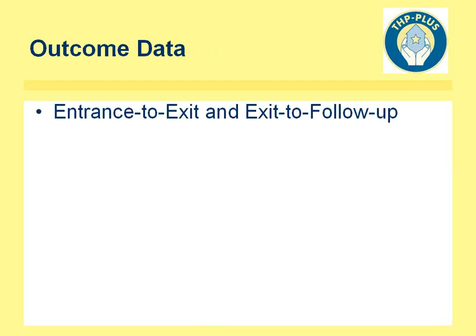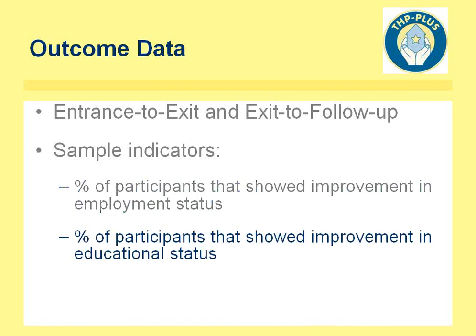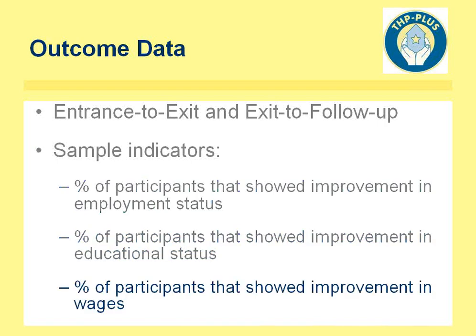Outcome data is also going to be available on the reports, and it will include a summary of progress from entrance to exit and from program exit to the follow-up. And some of those indicators are going to include the % of participants that showed improvement in employment status, improvement in educational status, and improvement in wages.